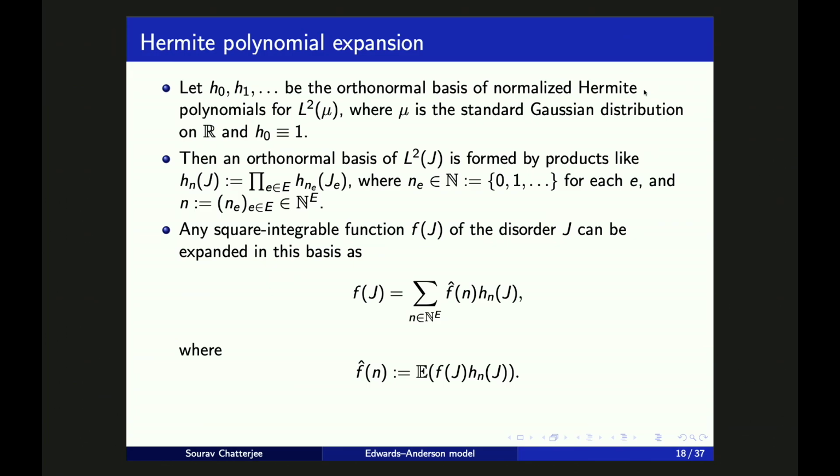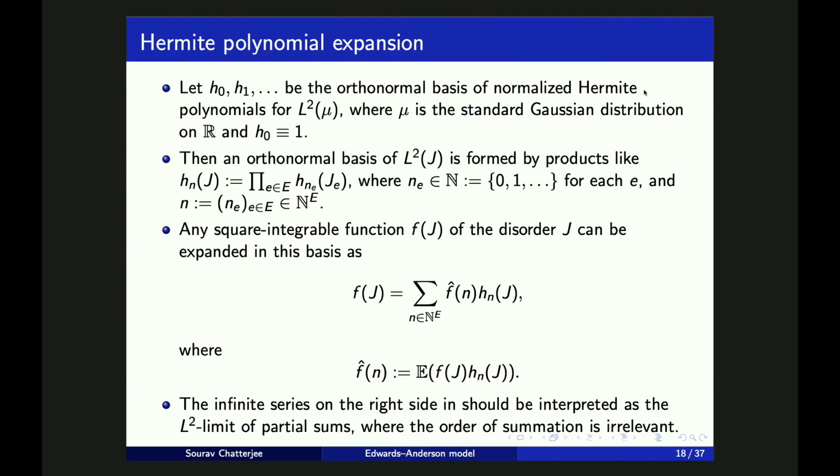Okay. Is this clear? So we are going to apply it to the function which is sigma_i times sigma_j. You fix two points i and j. Sigma_i times sigma_j is a function of all the couplings. We are going to do a polynomial expansion of that function. So this infinite series on the right should be interpreted as an L2 limit of partial sums where the order of summation is irrelevant. So it's an identity in L2.